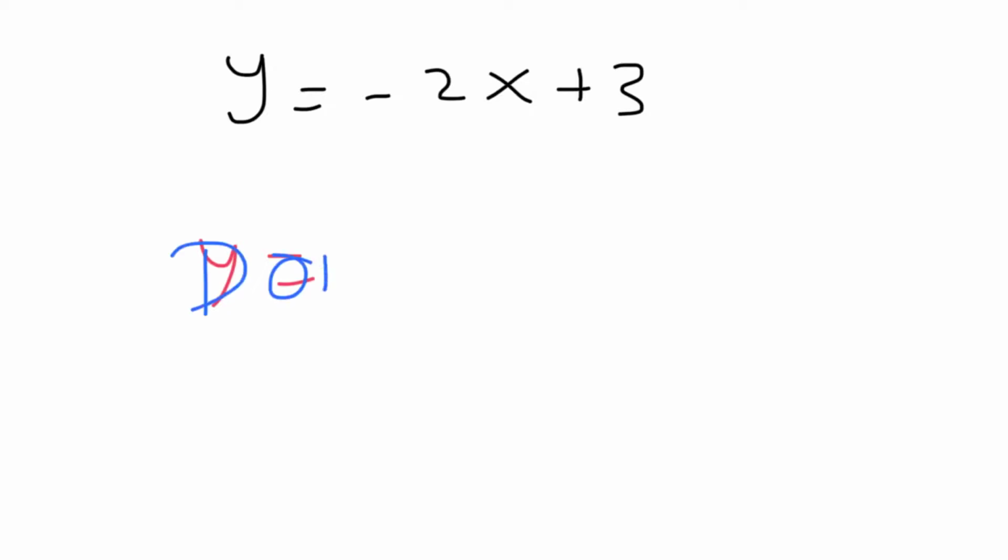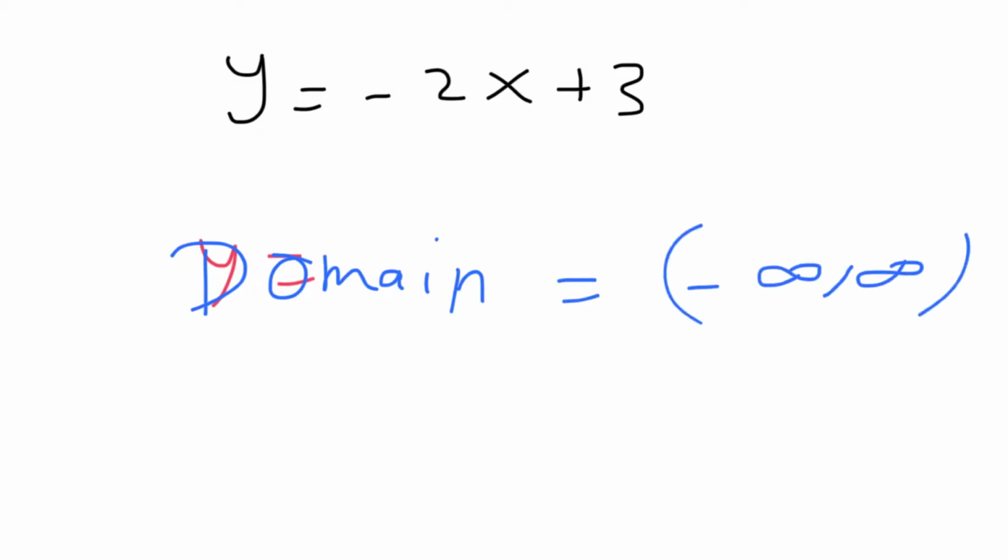The domain, which is the values of x, as long as y is happy, then x can be anything. So that's why the domain is from minus infinity to infinity. All real numbers again.